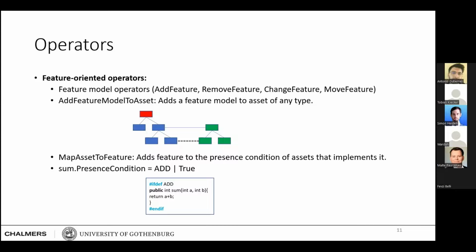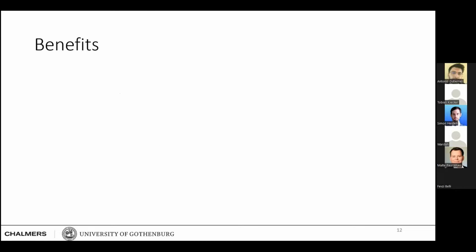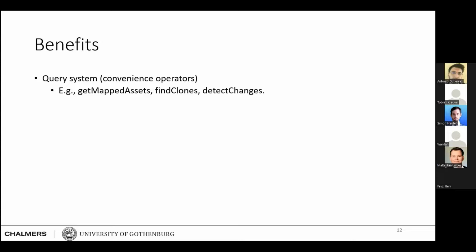Now, what are the benefits of the two kinds of metadata that we stored, the clone traceability and feature to asset traceability? Developers can query the system using a set of convenience operators that we provide. For example, to get the mapped assets of a feature, or to find the clones of an asset or a feature, or to automatically detect changes and propagate them.